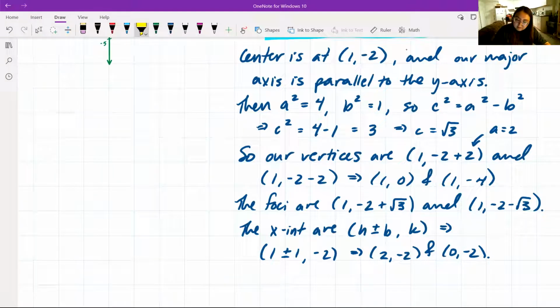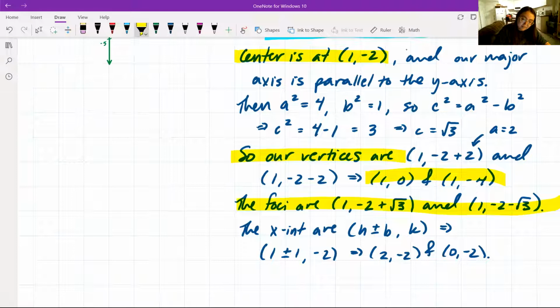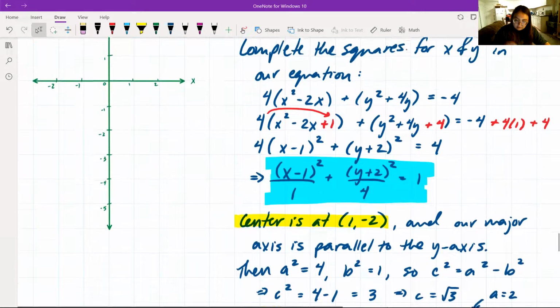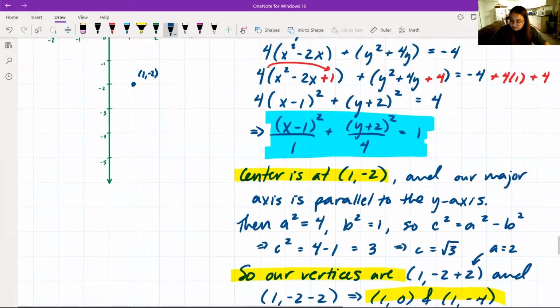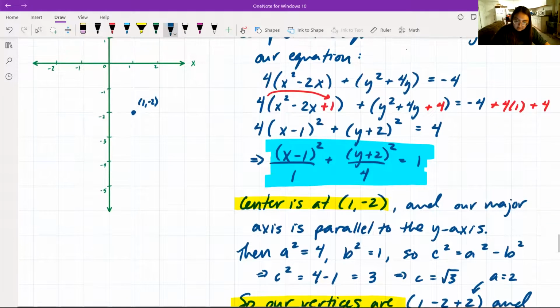So the things we were looking for is that we wanted to find its center, then we wanted to find our vertices and our foci. So now we have everything we need to go ahead and graph this equation. So plotting our center first at 1 comma negative 2, right there. Then our vertices are going to be at 1 comma 0 and 1 negative 4. So we have our vertices here and here. So we'll say V1, V2.